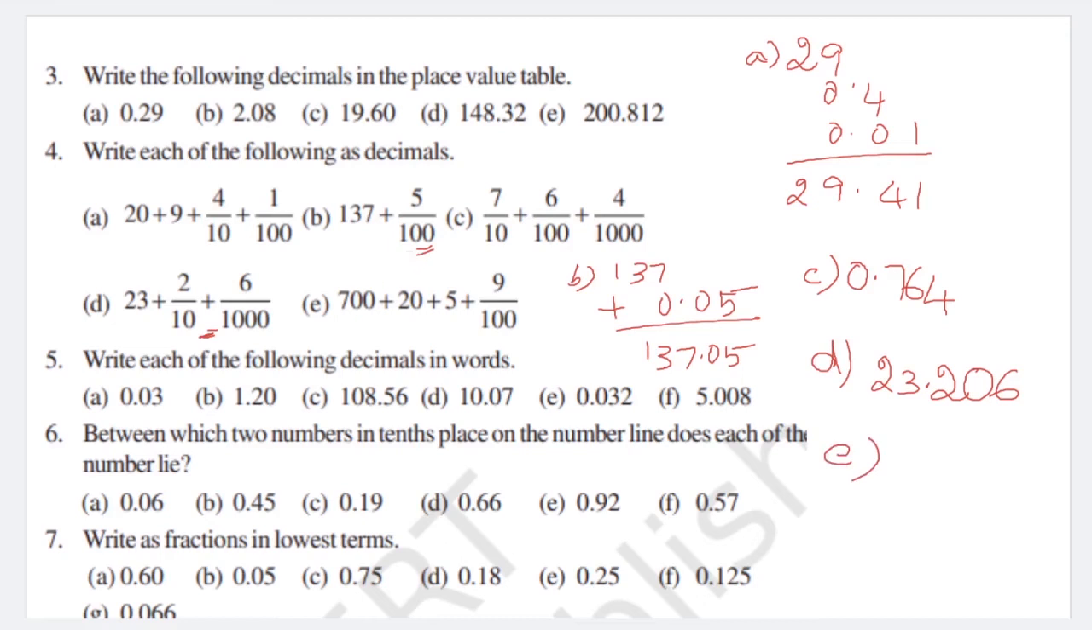The next one is 720 plus 5. So 725, that you will write easily. Then after that you will be placing the point. For 9 by 100, 100 means there are 2 decimal places. Because there are 2 zeros in the denominator, there will be 2 digits after the decimal point. So it will be 09. Okay, 725.09.